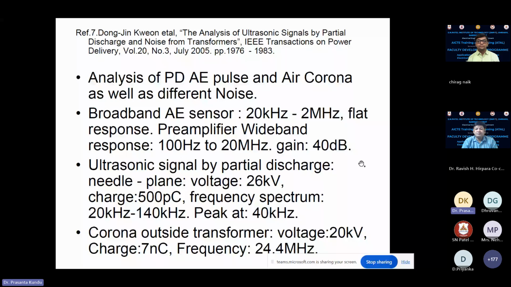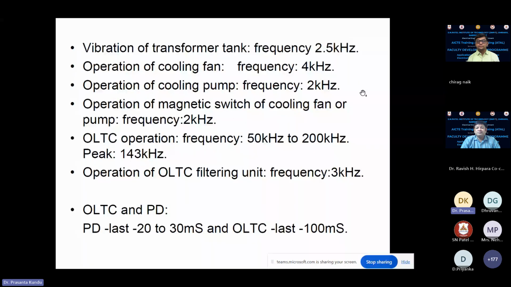All the frequency. Now, the most critical case of partial discharge is the transformer. A transformer will also have many sound waves, like magnetic noise, that is the humming noise, and vibrations of the tank, which have a very low frequency compared to partial discharge, around 2.5 kilohertz. Then there is a fan that also gives a pressure wave and vibrates, at around 4 kilohertz. The pump will have around 2 kilohertz. Any switching will occur around 2 kilohertz. That will also create mechanical vibration and sound waves, but its range is very low.